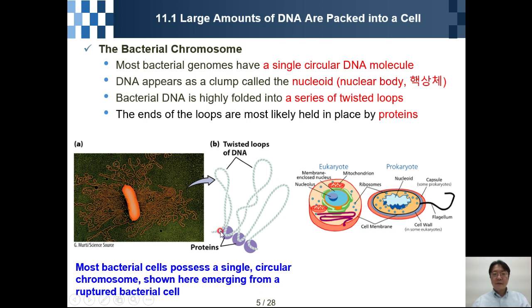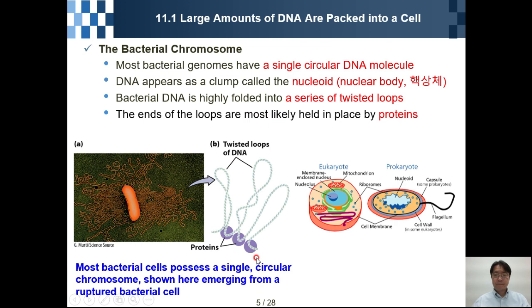And also bacterial DNA is highly folded into a series of twisted loops. A series of twisted loops is like this, and also the ends of the loops are most likely held in place by some proteins. So this is how a bacterial chromosome can be packed into a cell. The important thing is the DNA is highly folded into a series of twisted loops, and the ends of the loops are most likely held in place by some proteins like this.